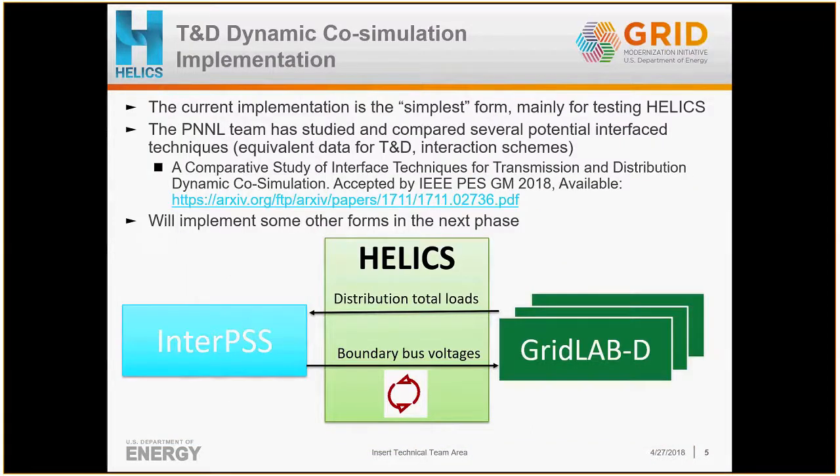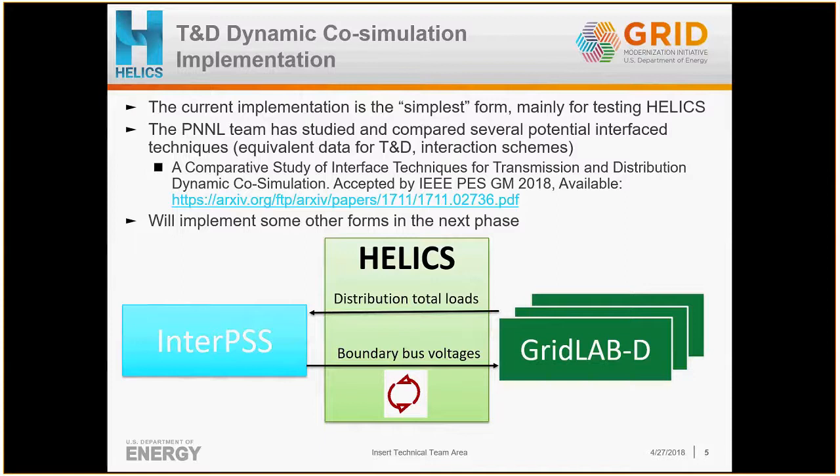Here are some more details about the implementation. The current form of implementation, as you can see in the picture below, regarding the data exchange, is the simplest one I can envision. The transmission side will be sharing the boundary bus voltage to the distribution, and GridLAB-D will calculate the total load at a substation level and then feed it back to the transmission side.